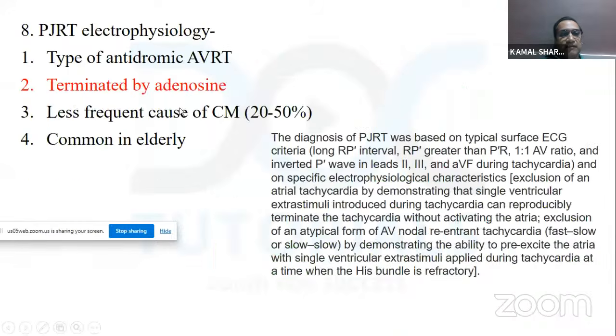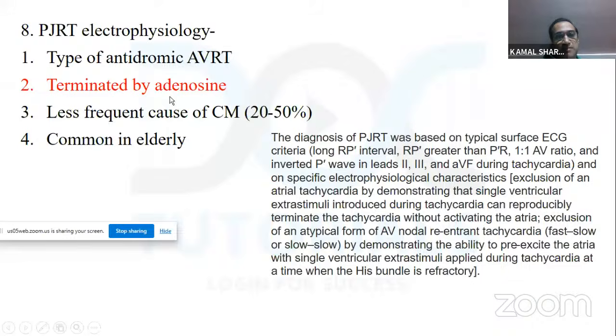So that was a relatively simple question. But PJRT, they persisted with, they asked you a couple of more questions. One was, it's a type of antidromic tachycardia terminated by adenosine and less frequent cause of cardiomyopathy and commonly seen in elderly. Now, this is an interesting question. A lot of important learning points from this question. It's AVRT, as we've already discussed. Very important. It gets terminated by adenosine.